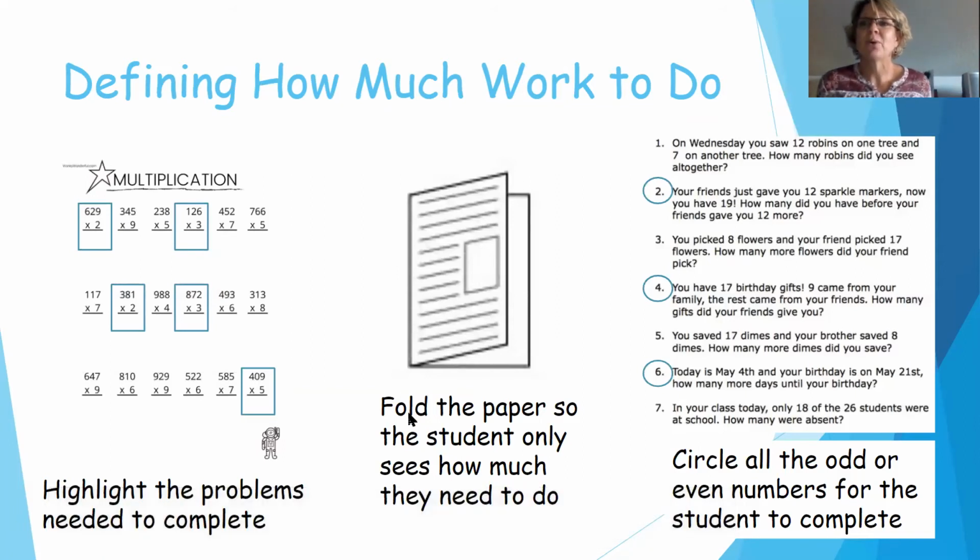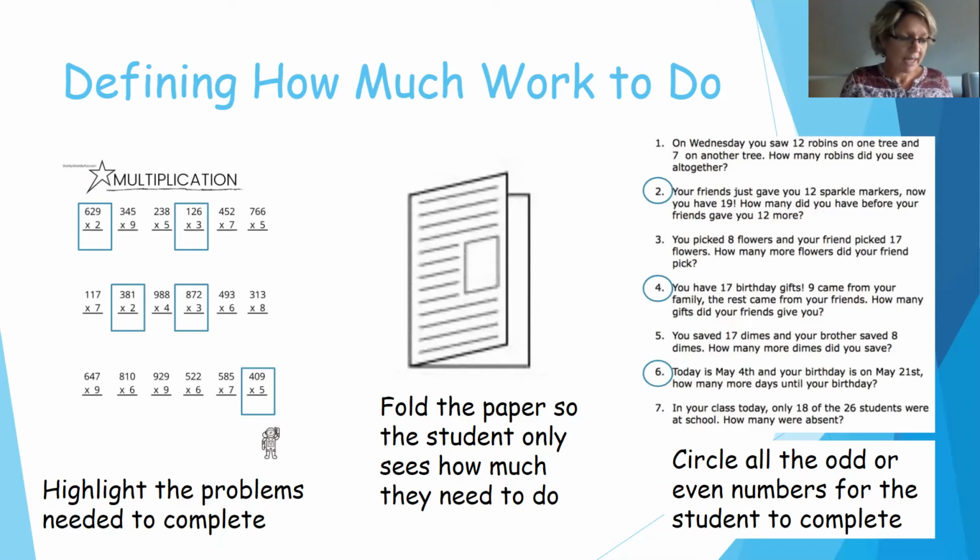We can use visual supports to help define how much work to do. So we can use a highlighter to identify what problems your student is supposed to do. Sometimes when our kids see a huge piece of paper with so much work, it can be really, really overwhelming. And so picking just a few problems to do shows that they can do the work without being quite so overwhelmed with the quantity. That will help narrow it down.